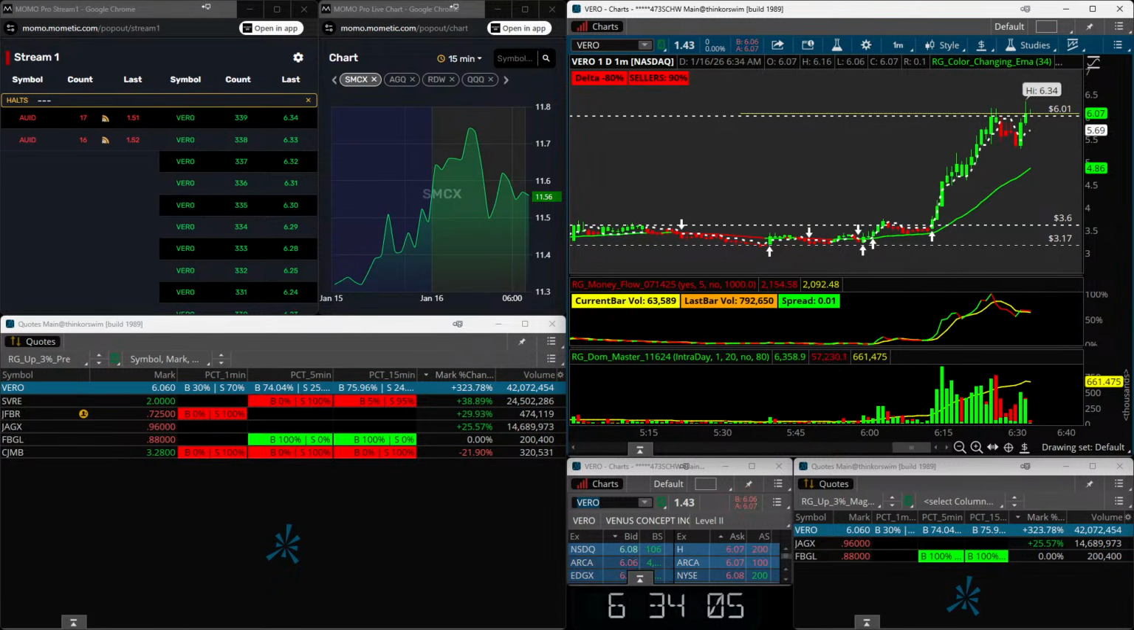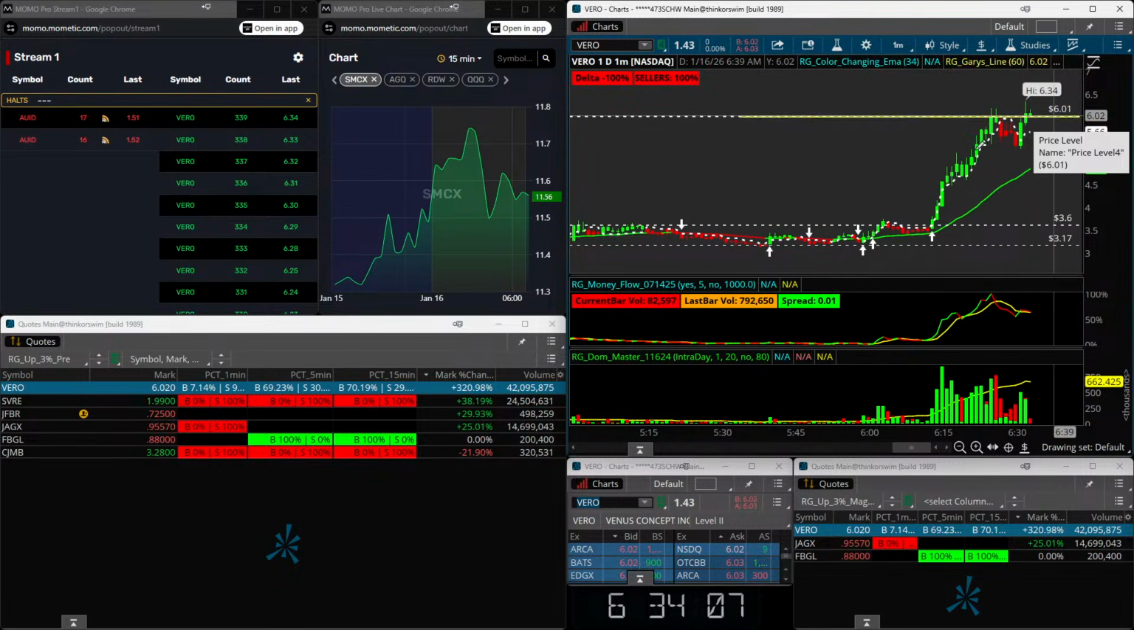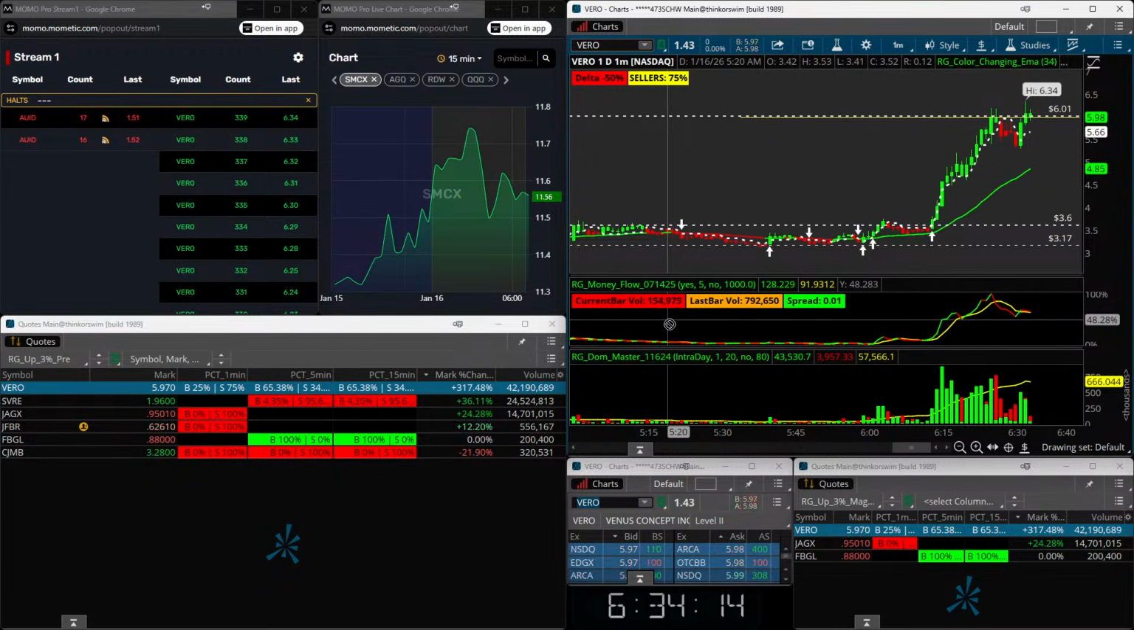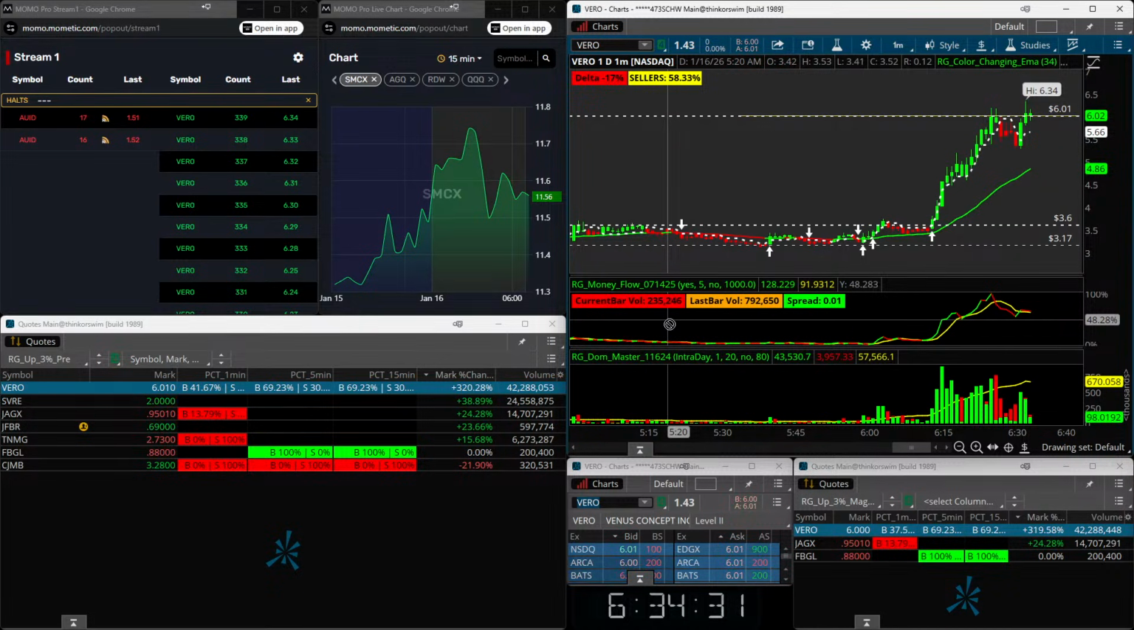Do they keep it up above $6? The volume is weak. We have a red label over here. It's only 6:30 Central Time. It has plenty of time to run up more. We'll keep an eye on it.